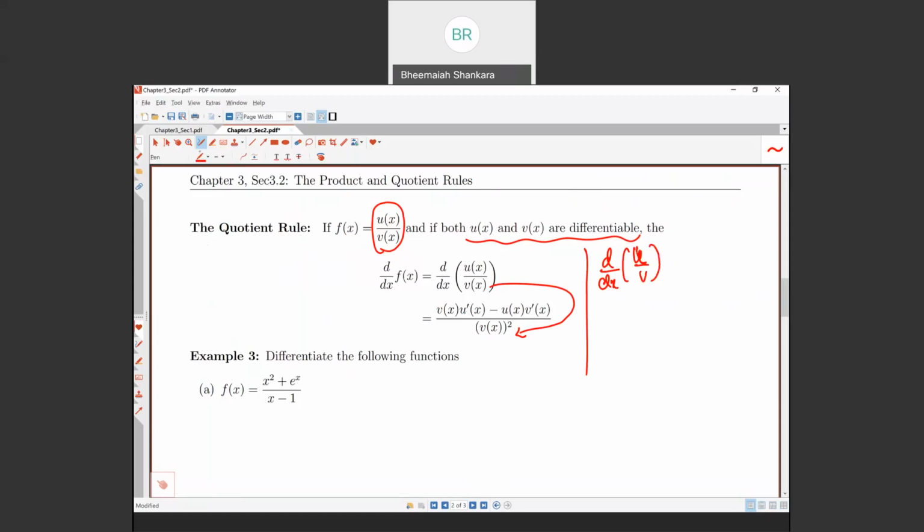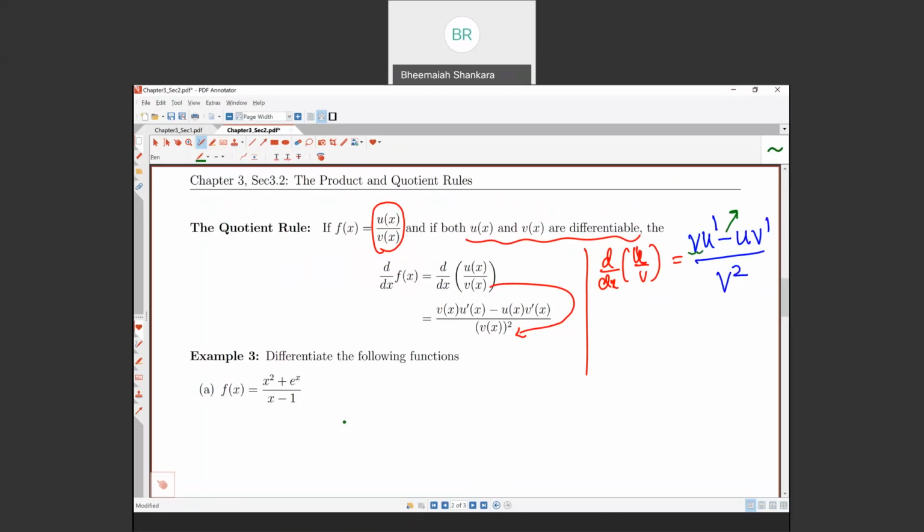You always start by writing the denominator squared, which is v squared. Start with the denominator v, then u prime minus u v prime. I want you to make a note of two things here. The starting function is always v, which is the denominator. And also I want you to make a note of this negative sign here in the quotient rule.